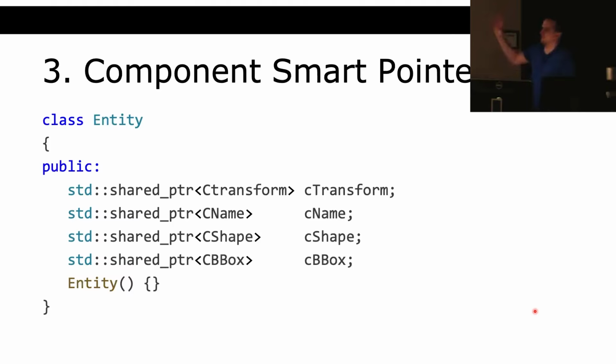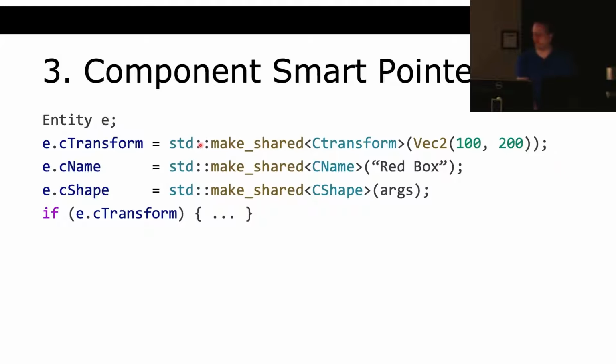But maybe we still want to use pointers, right? But not raw pointers. So let's say we use a shared pointer or a unique pointer. So we're going to use a smart pointer instead. This would be the syntax for that. And over here, instead of saying new, we would use make shared, or you would have the constructor for a shared pointer. So the transform would be std::make_shared of CTransform with those arguments, etc.